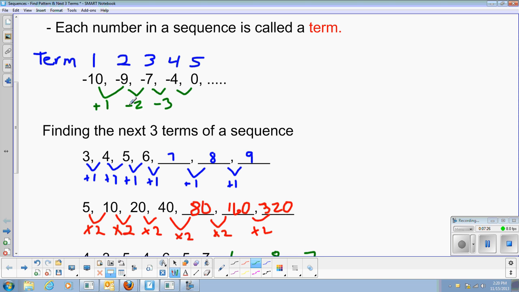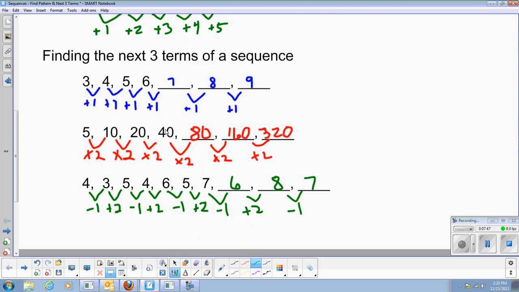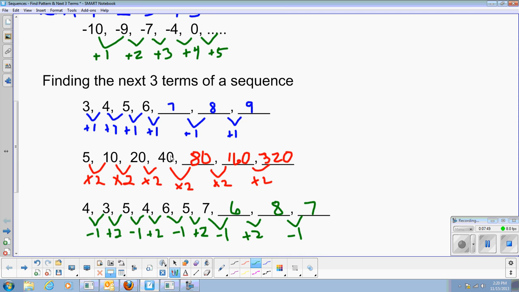Negative 9 plus 2 is negative 7. Negative 7 plus 3, negative 4. Negative 4 plus 4 is 0. So then my next term, what would it be? That's right, it would be plus 5, and so on. So now the amount being added into each one of these is always increasing by 1. You can have patterns like that with sequences. Many different ways to do those patterns.